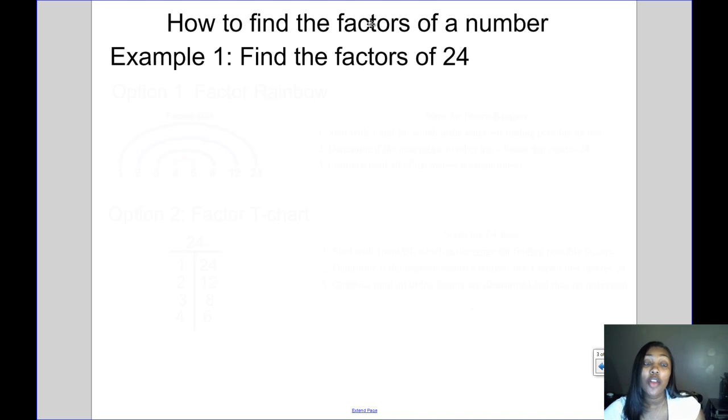So let's look at how you find the factors of a number. For our first example, we want to find the factors of 24. That means we want to find all of the numbers that multiply to give us 24. There's two options for how you can solve this. Our first option is by using what's called a factor rainbow. It actually reminds you of a rainbow, that's why it's called the factor rainbow.